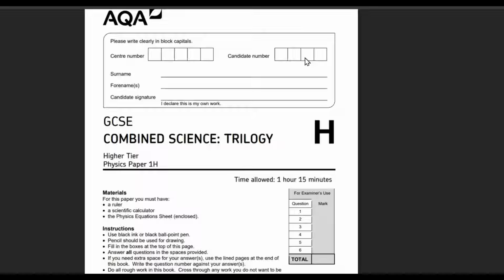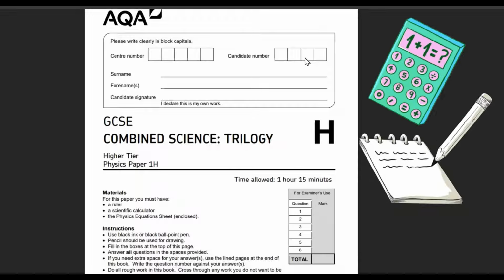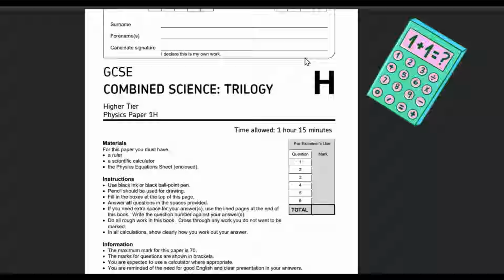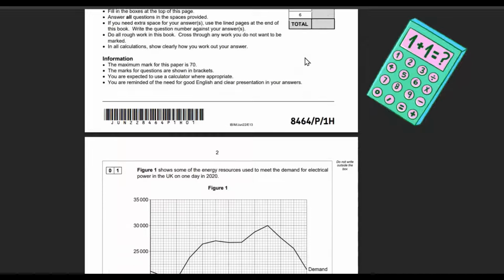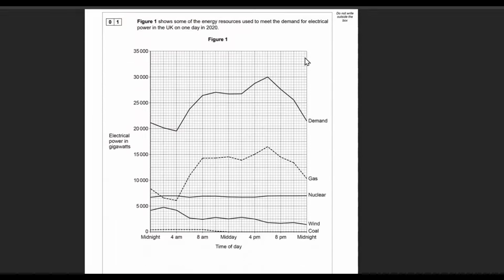What I suggest is at the start of each question, you make sure you've got a pen and paper in your hand. Make sure you have a calculator because it's physics. You're going to need to do maths. And you have a go at the question after I've read through and explained the question. You have a go at it, and then you unpause the video and you watch me go through the explanation.